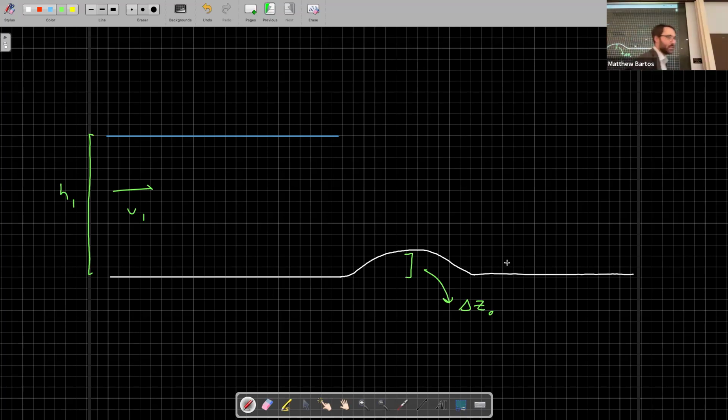So what I want you to tell me is, what do you think is going to happen to the water surface elevation when the water encounters this bump in the channel? There's three basic things that can happen. It could go up, it could go down, or it could stay the same. So let's take a vote. Who thinks that the water surface is going to go up when the water encounters the bump? And you have to answer one of these options, okay?